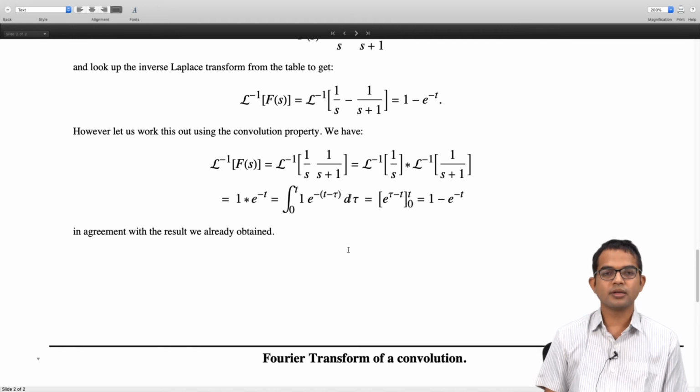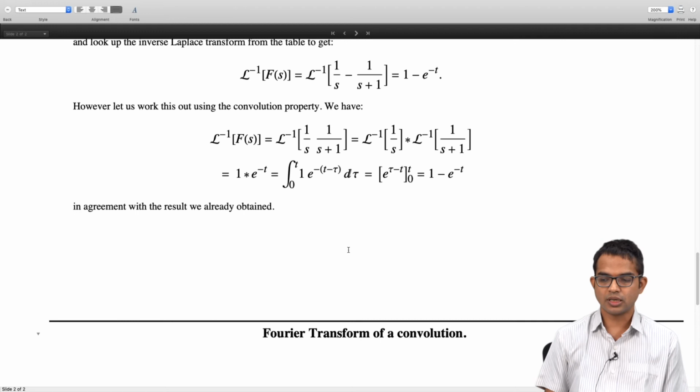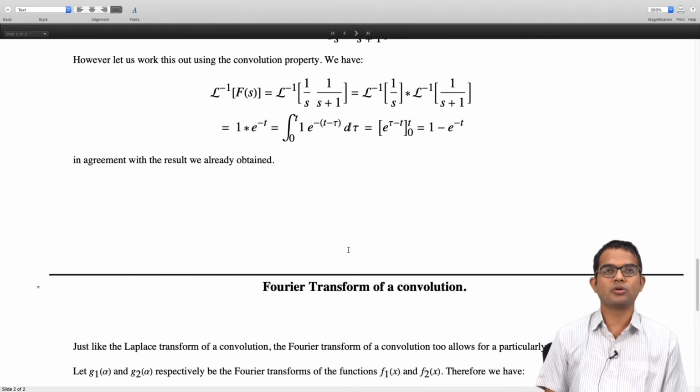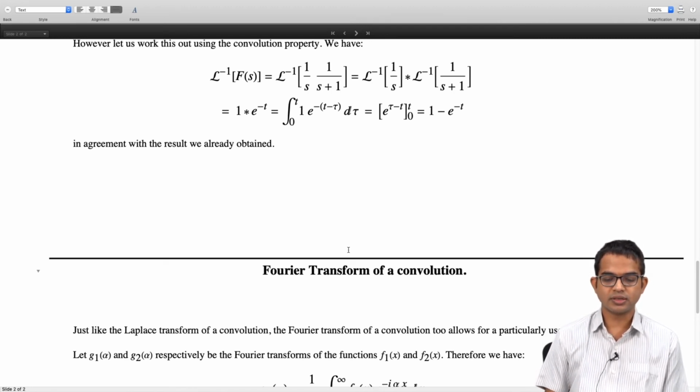So let's look at also the idea of the Fourier transform of a convolution, right? So just like the Laplace transform of a convolution has this very nice convenient form, we can also look at the Fourier transform of a convolution, and we will see that there is something simple which emerges there as well.